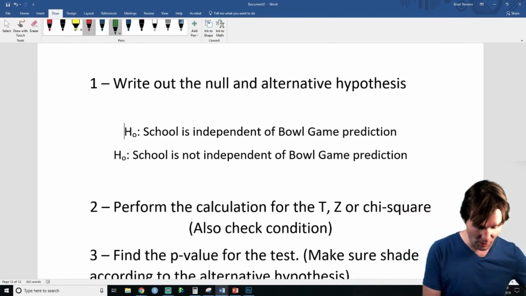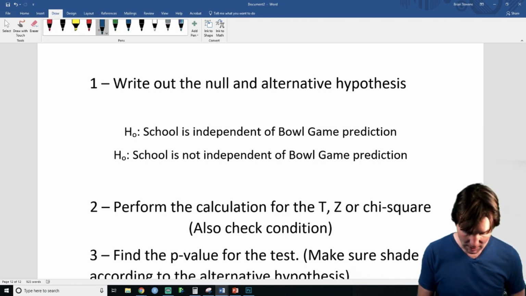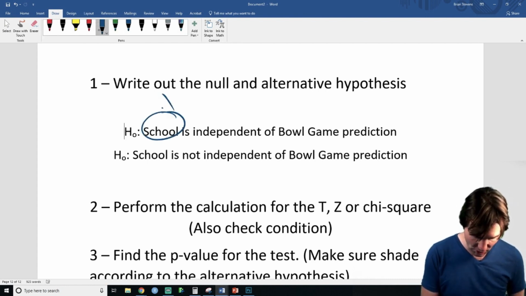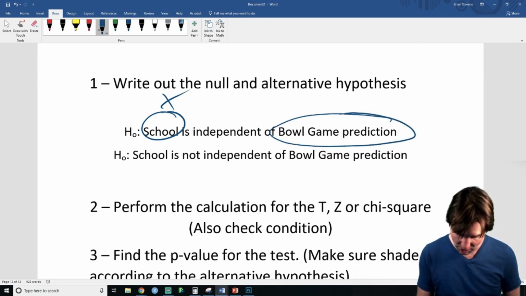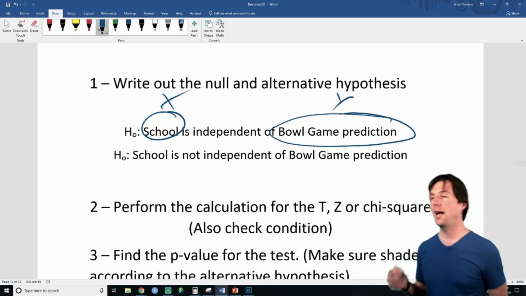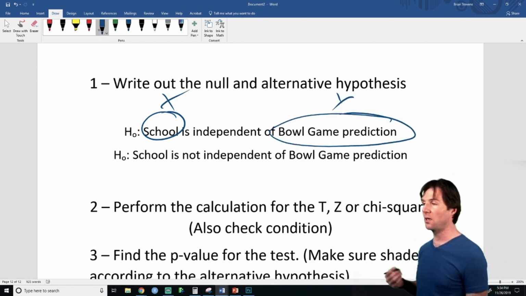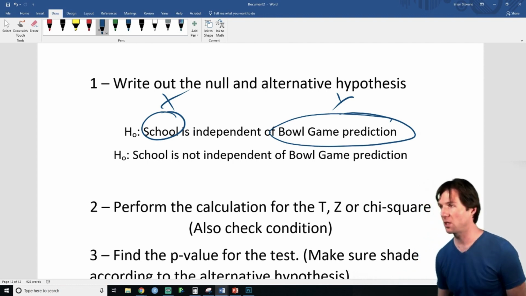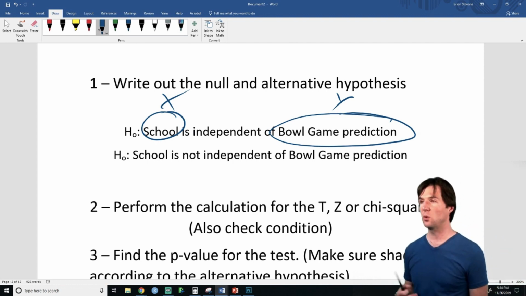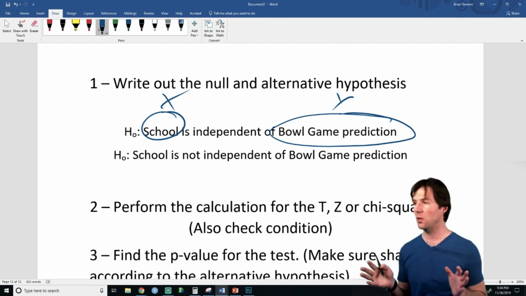Please note that this is the x variable right here. School is your x, and bowl game prediction is your y. So you just say x is independent of y: someone's school is independent of what they think about bowl games, their bowl game prediction, and the alternative would be school is not independent. Very easy one to write out.